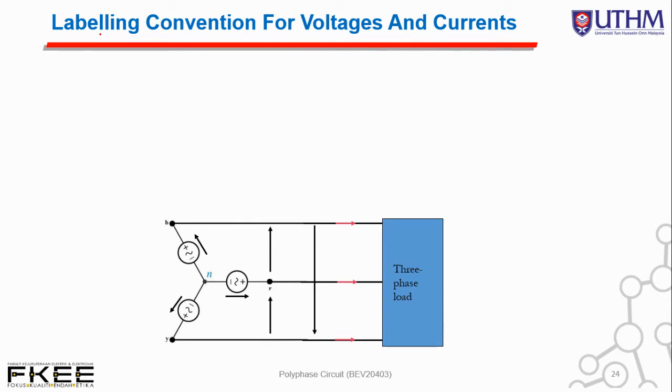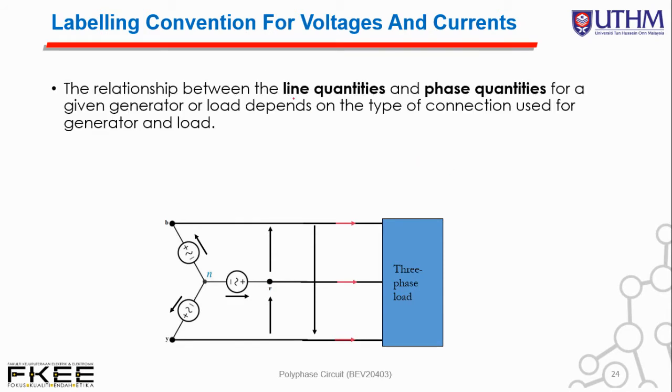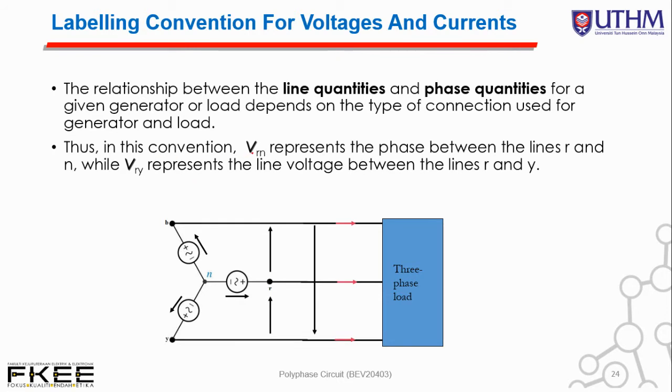Labeling convention for voltages and currents. The relationship between line quantities and phase quantities for a given generator or load depends on the type of connection used for generator and load. Basically we have star or delta. In this convention, VRN represents the phase voltage between lines R and N, while VRY represents the line voltage between lines R and Y.